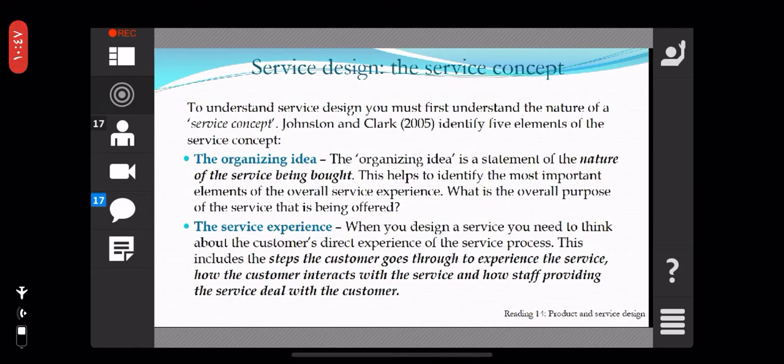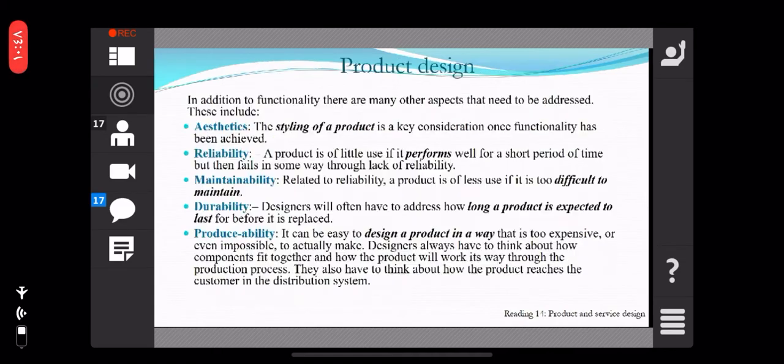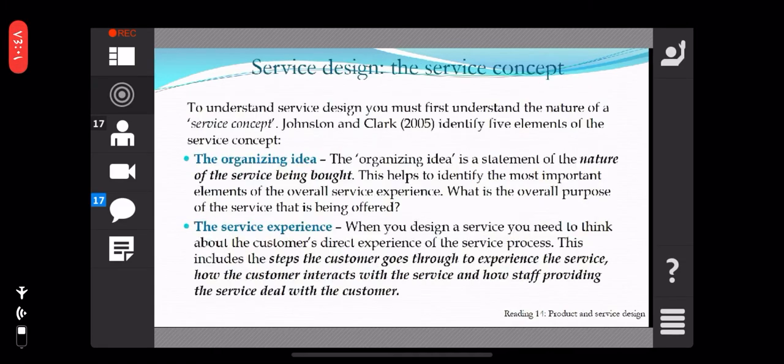Number 2 is the service experience. We are discussing service design; that was product design. Now we are looking at how organizations design the service. In number one, the organizing idea, we looked at how to organize the idea. The second one is the service experience. When you design a service, you need to think about the customer's direct experience of the service process. This includes the steps the customer goes through, how the customer experiences the service, how the customer interacts with the service, and how staff providing the service deal with the customer.